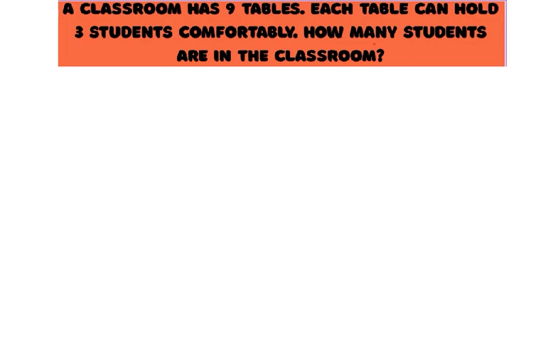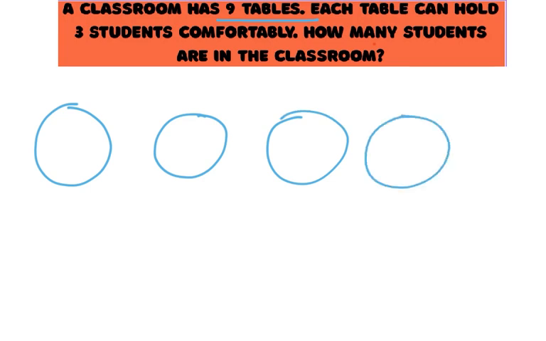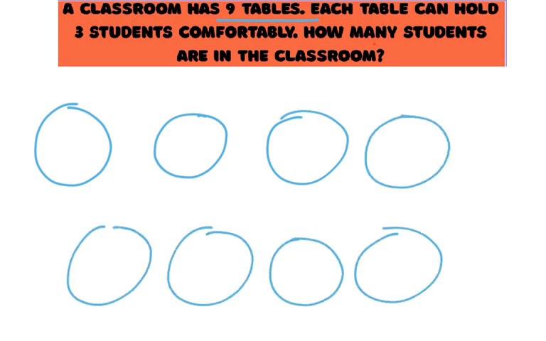Each table can hold 3 students comfortably. How many students are in the classroom? Okay, I'm going to reread that question just to make sure I'm understanding what it is telling me. And it says a classroom has 9 tables. So here are my 9 tables that I'm going to represent. And my problem says that each table comfortably holds 3 students.